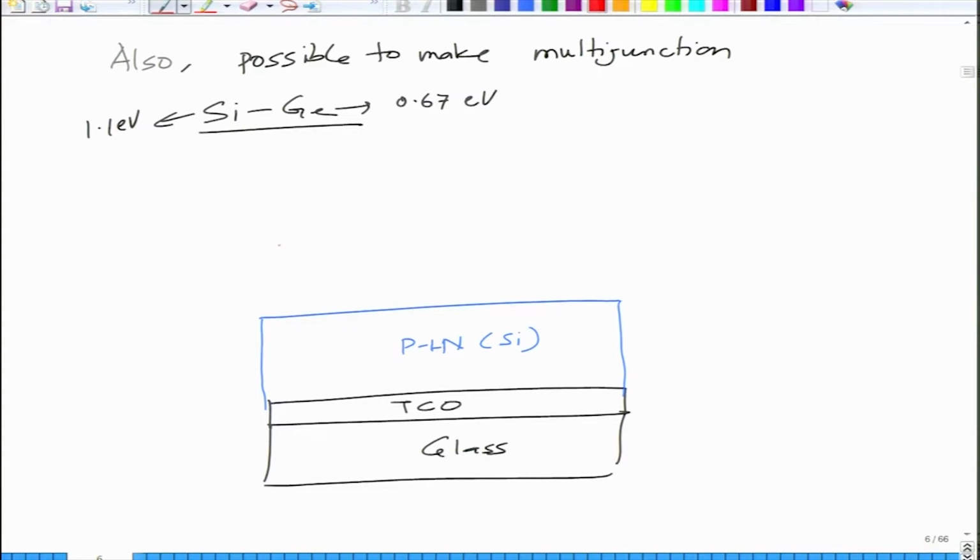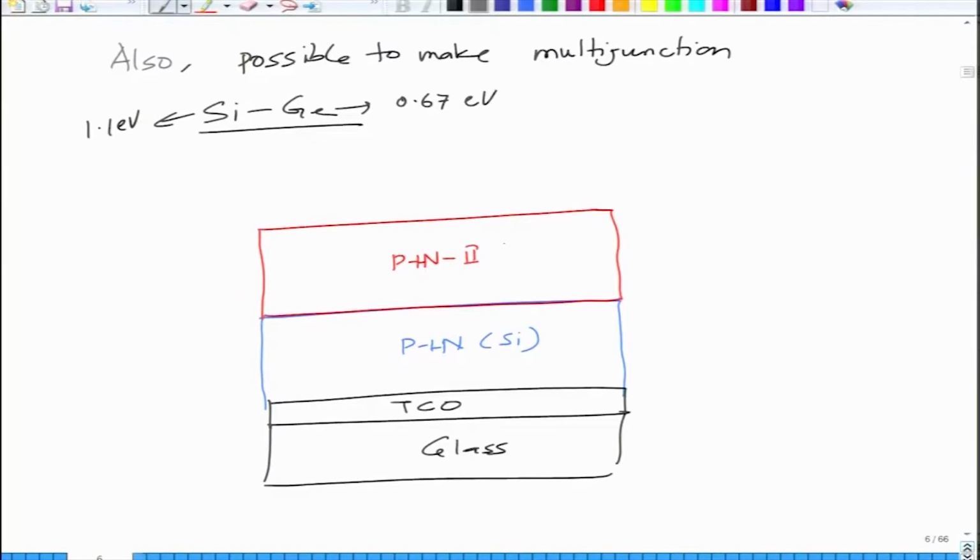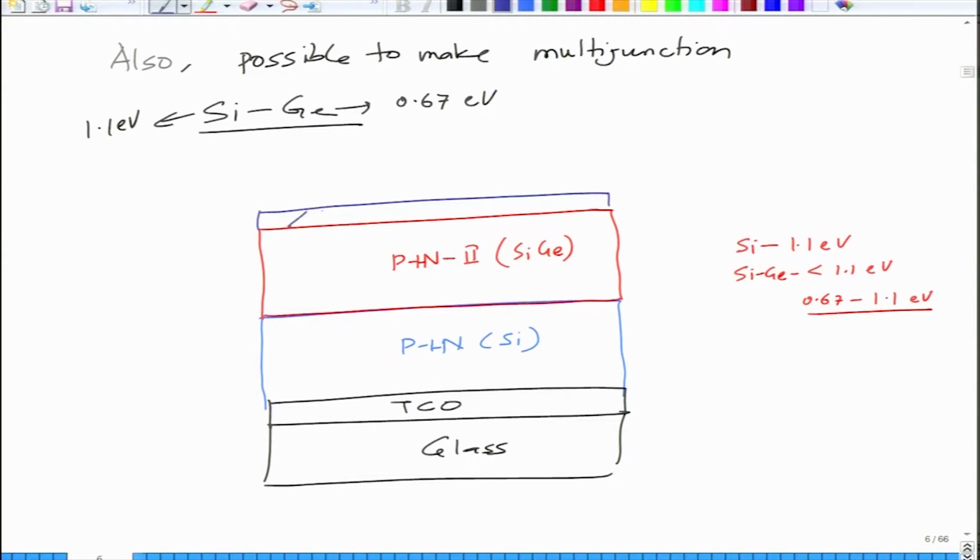This another pin is basically pin 2, whose band gap is lower than the pin 1, and this pin 2 is essentially a silicon germanium alloy. And so silicon has a band gap of 1.1 eV, and silicon germanium has a band gap which is lower than 1.1 eV, between 0.67 to 1.1 eV depending upon the composition. And then on the top we put a metal reflector, which is also a contact.